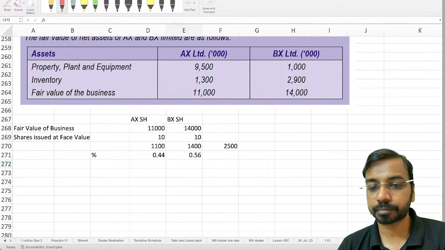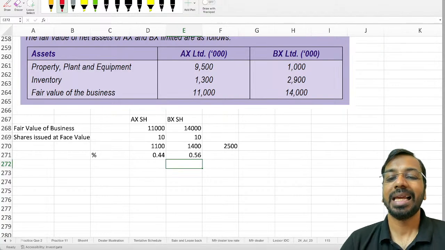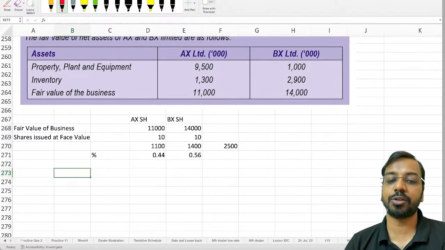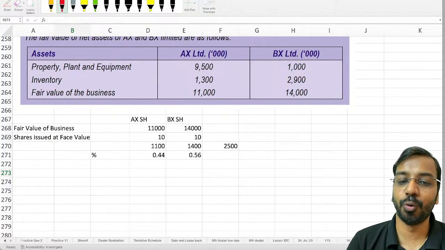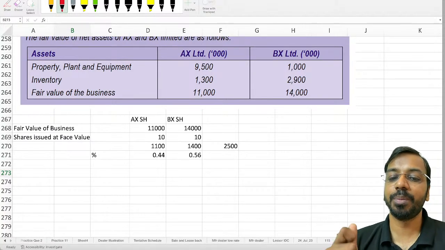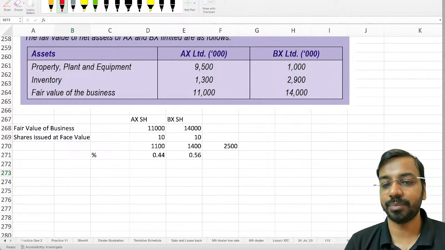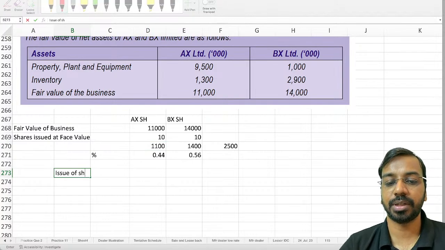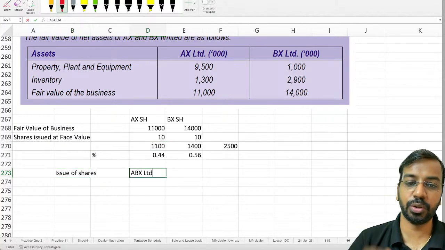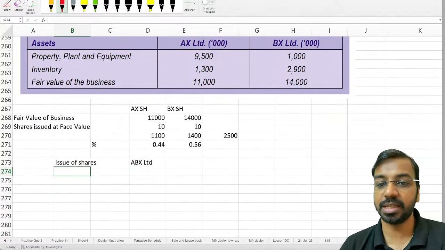Right. Now, a very important thing that we need to understand here is, if BX has to control, notionally, how many shares should BX issue? That is, how many shares should BX issue such that BX will be the controlling entity? Again, I am repeating. Actually, the issue of shares is by ABX Limited. Actually, who is issuing the shares? ABX Limited. How many shares? 1,100 to AX, 1,400 to BX. That is the actual issue.